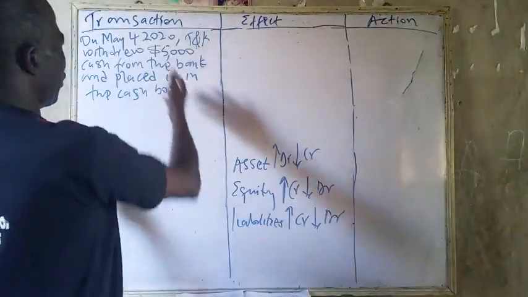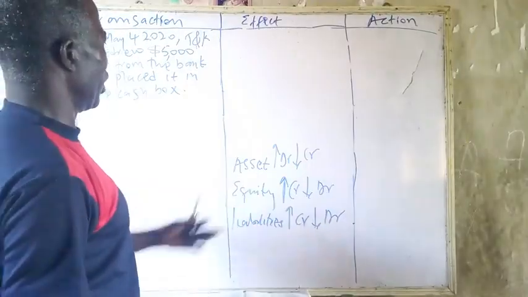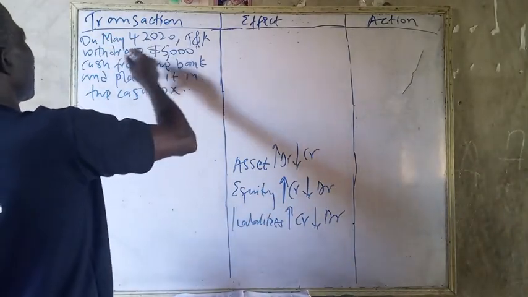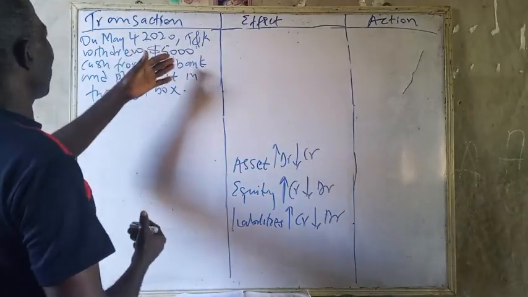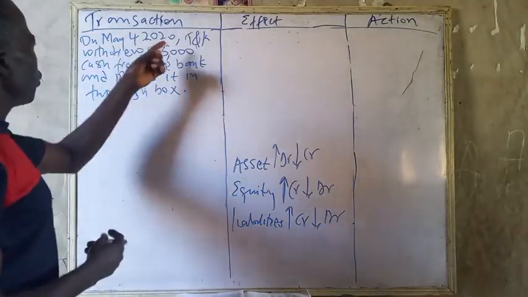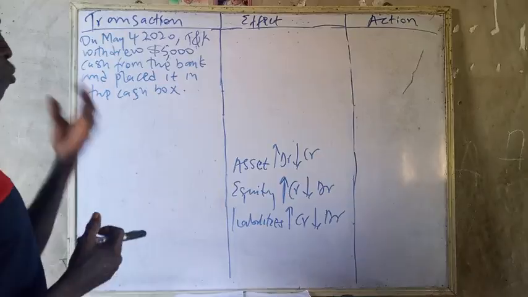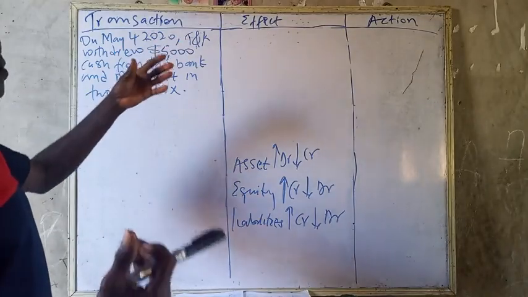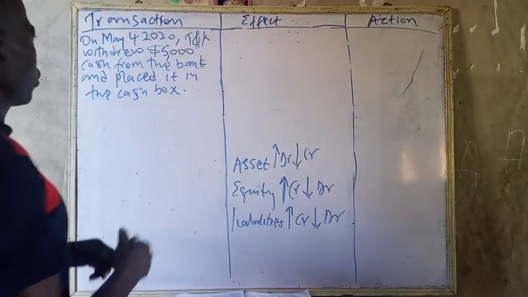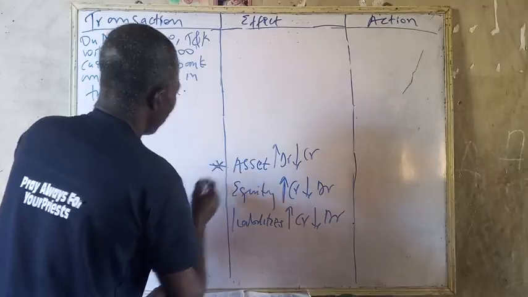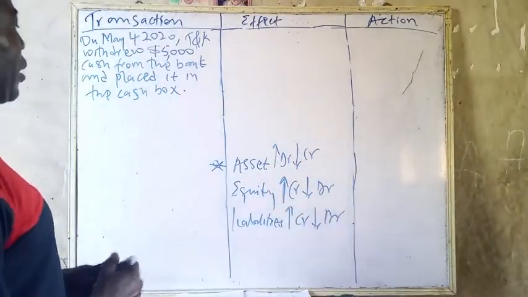What is the classification of what happened here? Is it asset, equity, or liability? On May 4th, 2020, T and K withdrew $5,000 cash from the bank and placed it in the cash box. He withdrew $5,000 from where? From the bank. And what is bank? Bank is an asset. The money T and K has in the bank is an asset. So this involves assets, on the first case, asset.